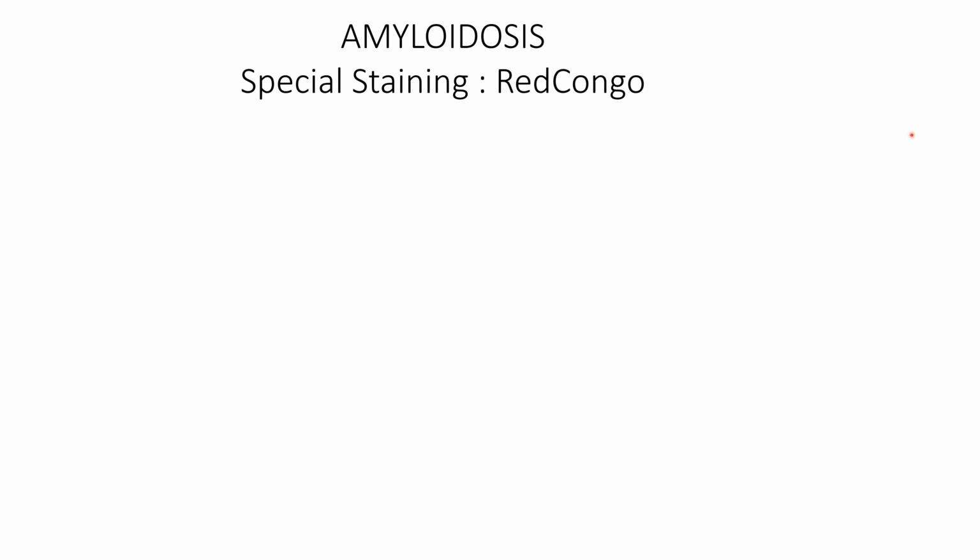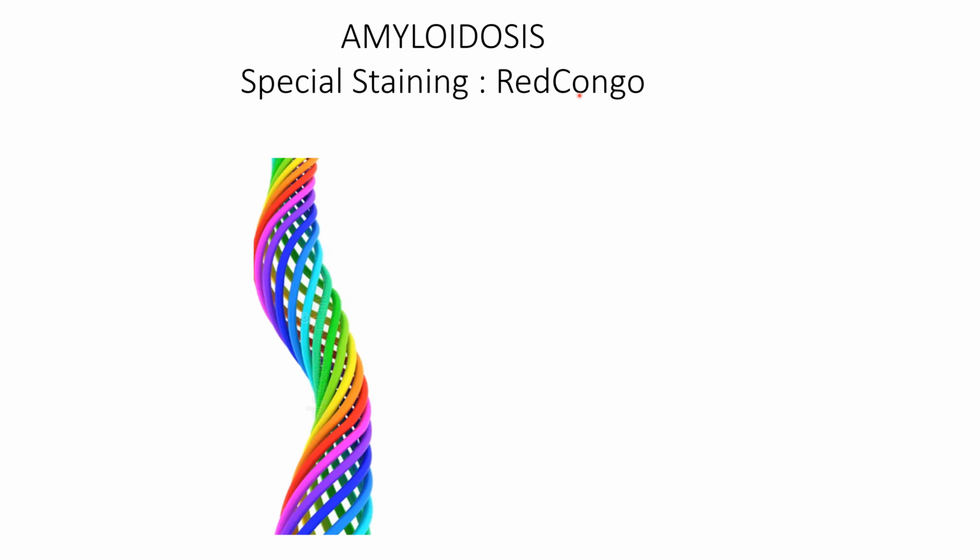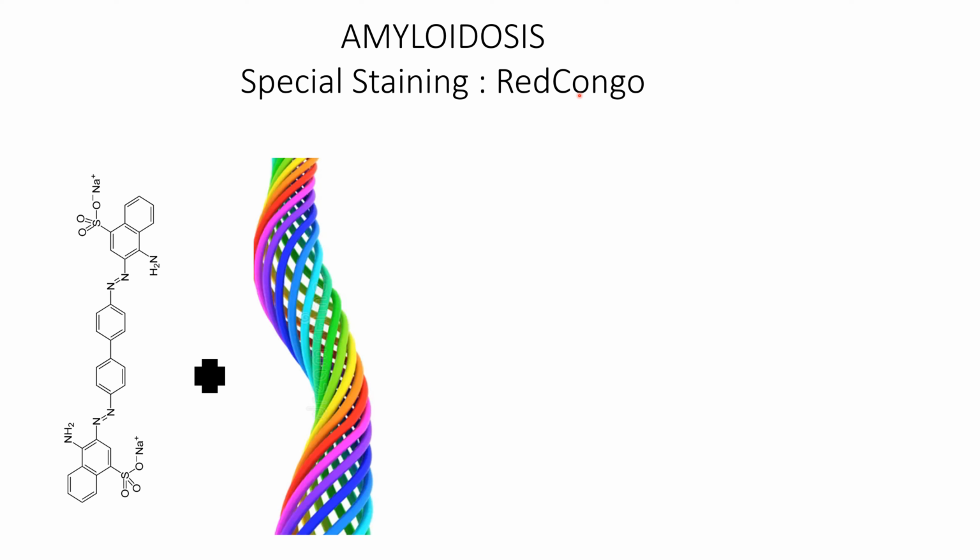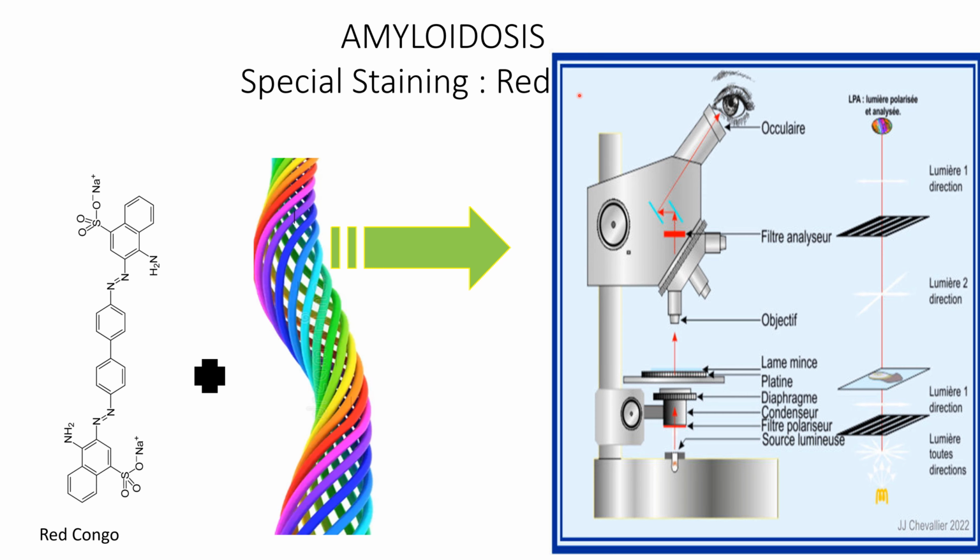Special staining is the Congo red. Here, Congo red plus the tissue biopsied, and we have the importance of birefringence. Birefringence is a fundamental diagnosis criterion for amyloidosis.